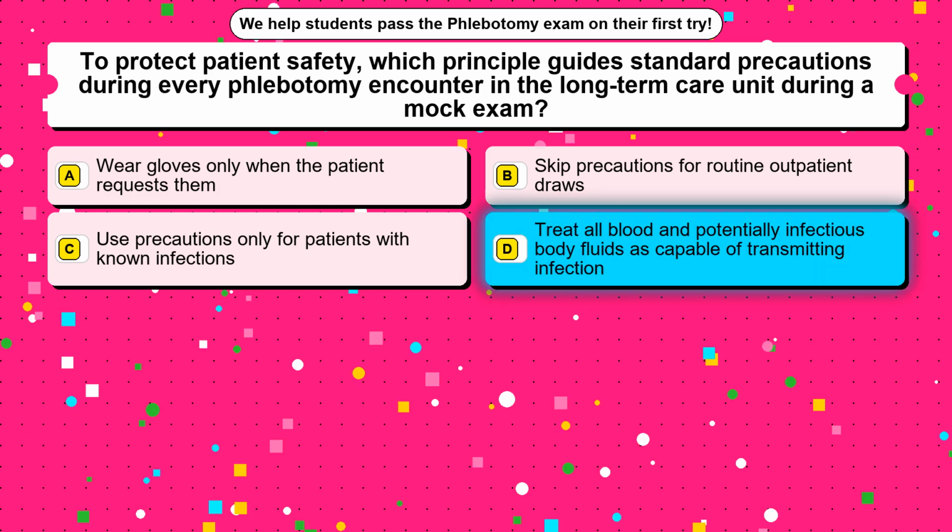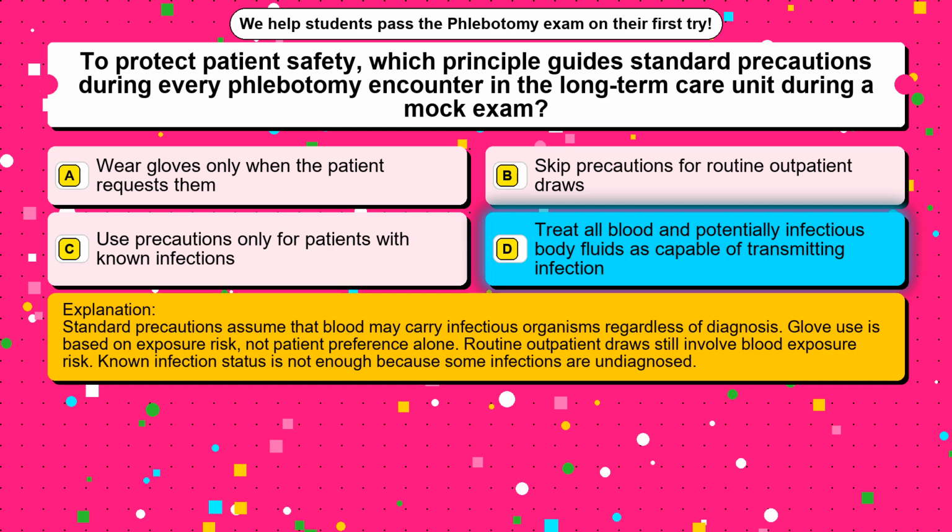The correct answer is option D. Treat all blood and potentially infectious body fluids as capable of transmitting infection. Standard precautions assume that blood may carry infectious organisms regardless of diagnosis. Glove use is based on exposure risk, not patient preference alone. Routine outpatient draws still involve blood exposure risk. Known infection status is not enough because some infections are undiagnosed.